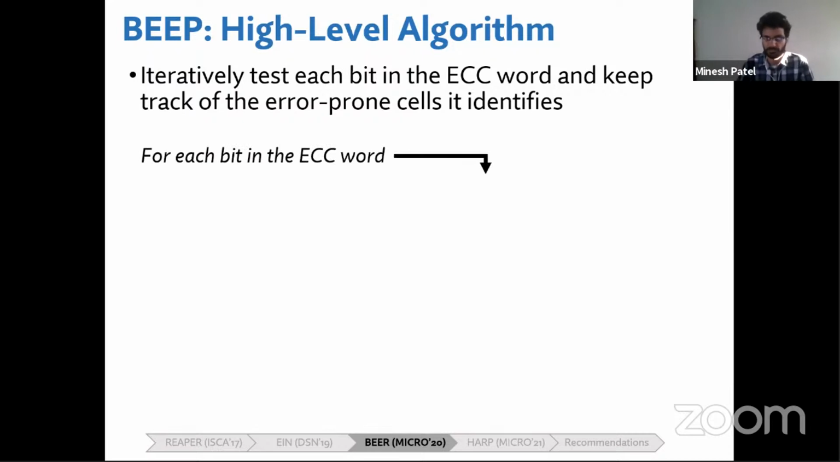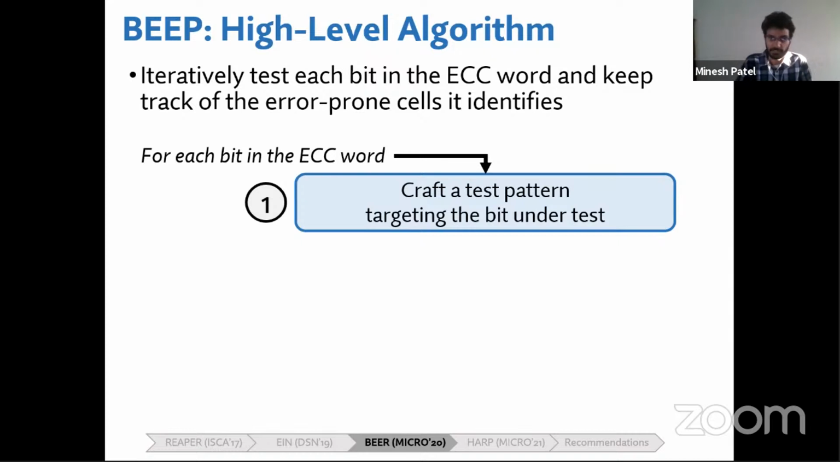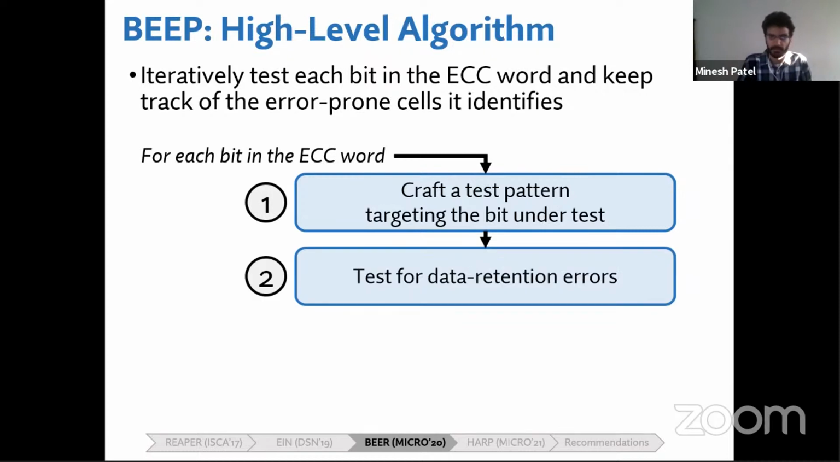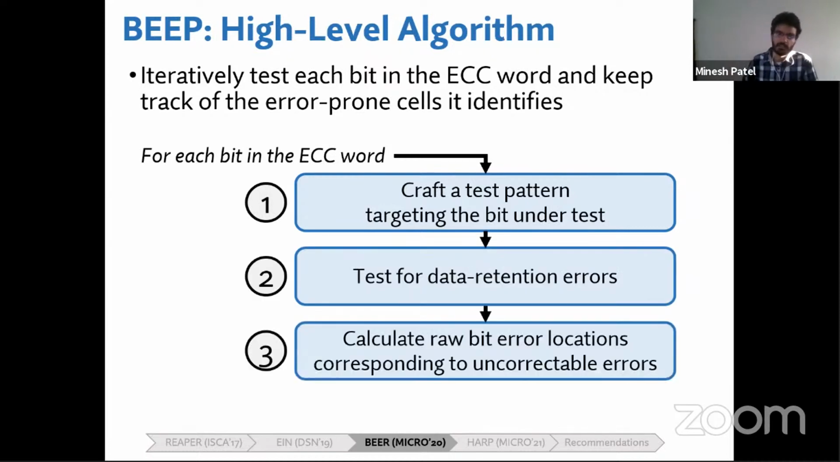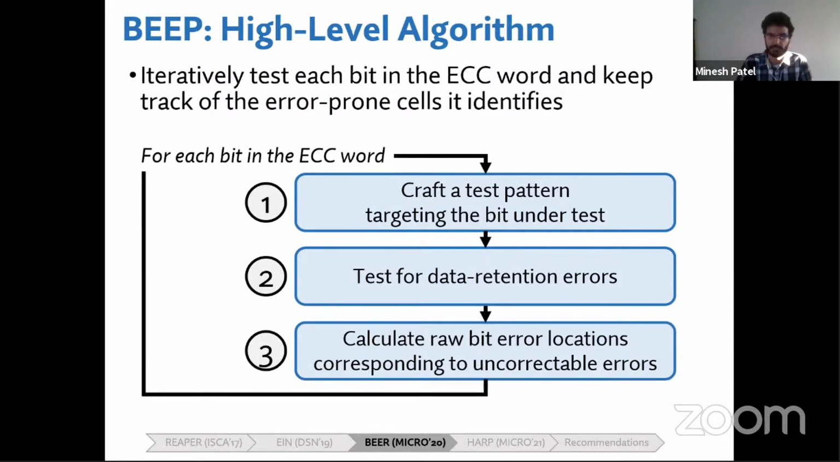So the algorithm looks as follows. For each bit within the ECC word, BEEP first crafts a test pattern that targets the bit that it's currently testing. Second, BEEP tests for data retention errors. And third, BEEP calculates raw bit error locations that correspond to the uncorrectable errors that it observed. And it goes ahead and repeats this for each bit within the ECC word.